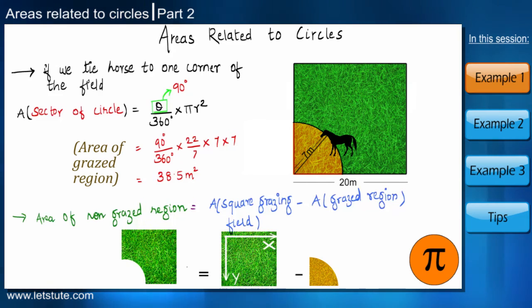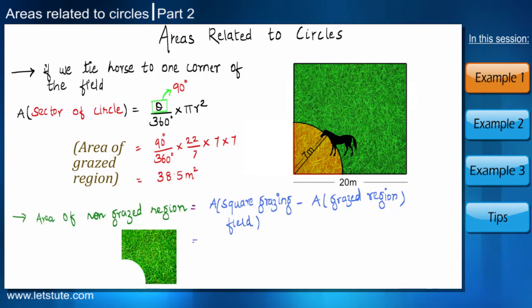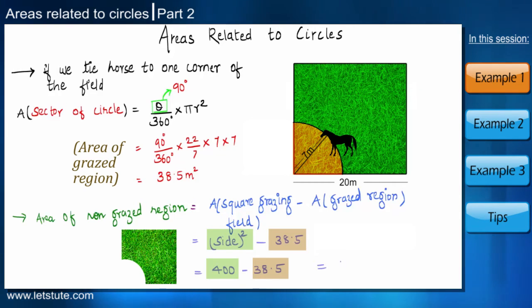Now coming back to the situation, let us calculate the area of the non-grazed region using these formulae. So the area of the non-grazed region will be 361.5 meters square.